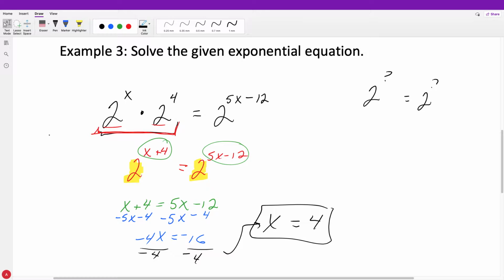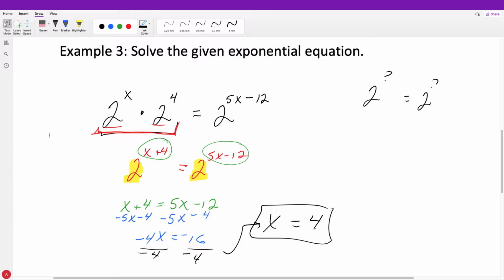And in this case, we were multiplying our like bases, so we added our powers. And in the other cases, we had that power to a power rule, so we had to multiply. So we still need to remember some of our previously learned rules with our laws of exponents to help us to solve some of these equations.